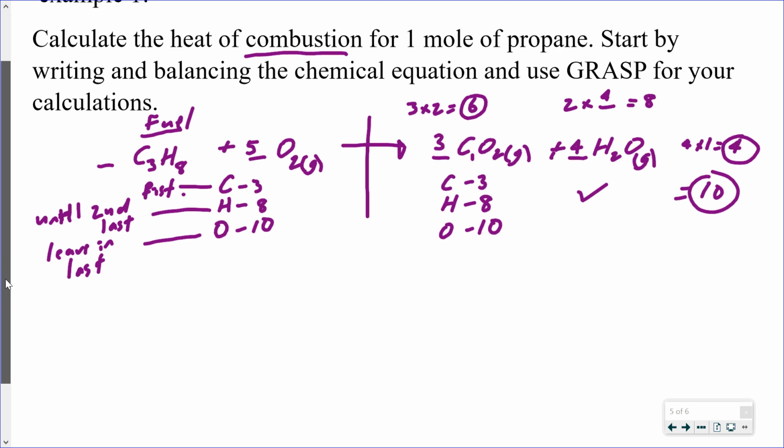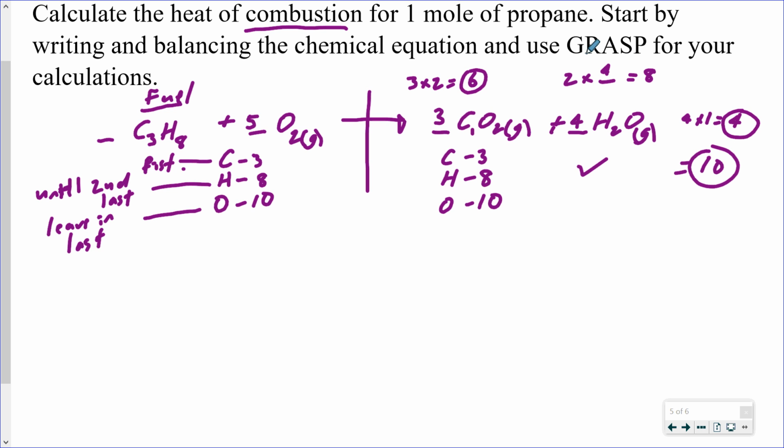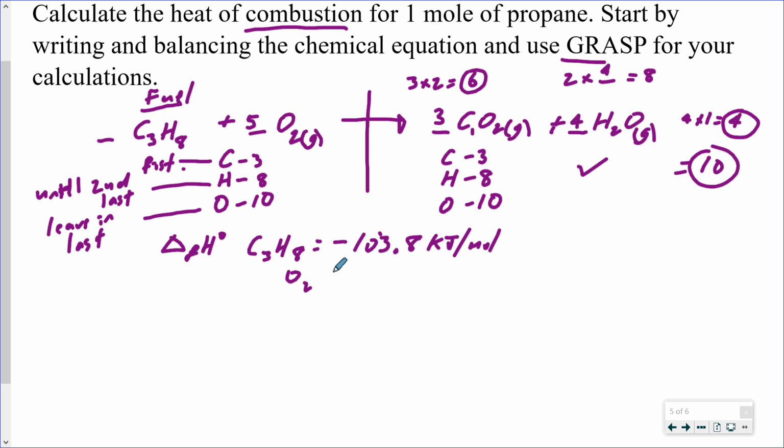So you should be in the habit of using GRASP for all of your calculations. The given information is really the information in your data booklet. So you are given the heats of formation for all of the different compounds that we need. For the propane, C3H8, that one directly from the data booklet is negative 103.8. Don't forget the units, kilojoules per mole. For the oxygen, this one again is 0. It's not in your table, but it is at the bottom where it says elements are going to be 0.